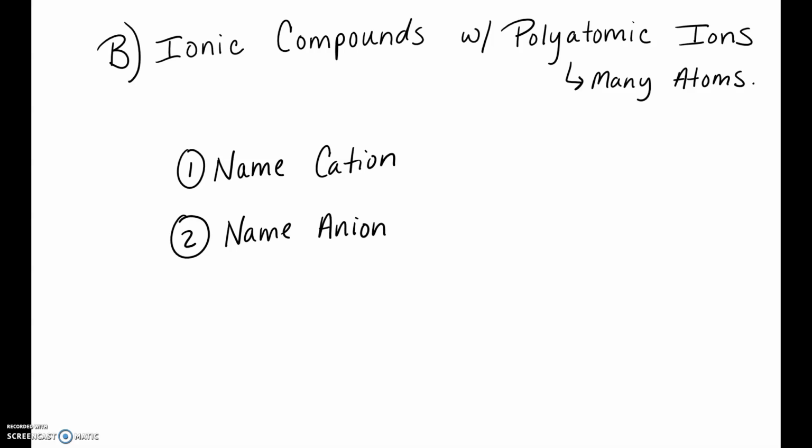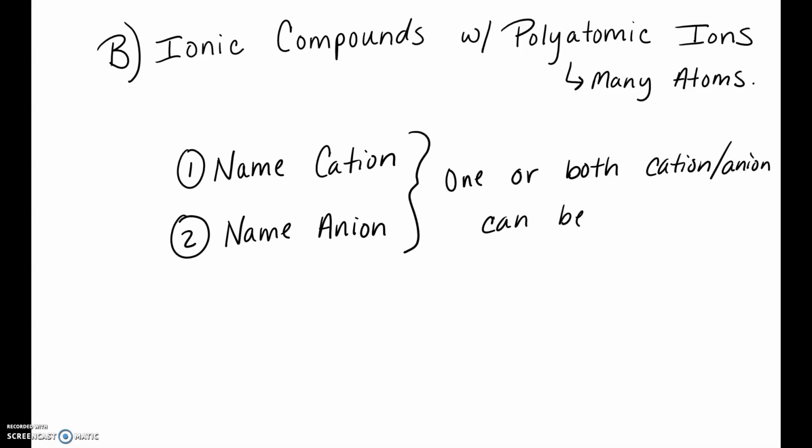Now keep in mind that in these, one or both of the cation or anion can be polyatomic. So it's just good to get familiar with the polyatomic ions so that you can identify them. Let's go ahead and look at an example.